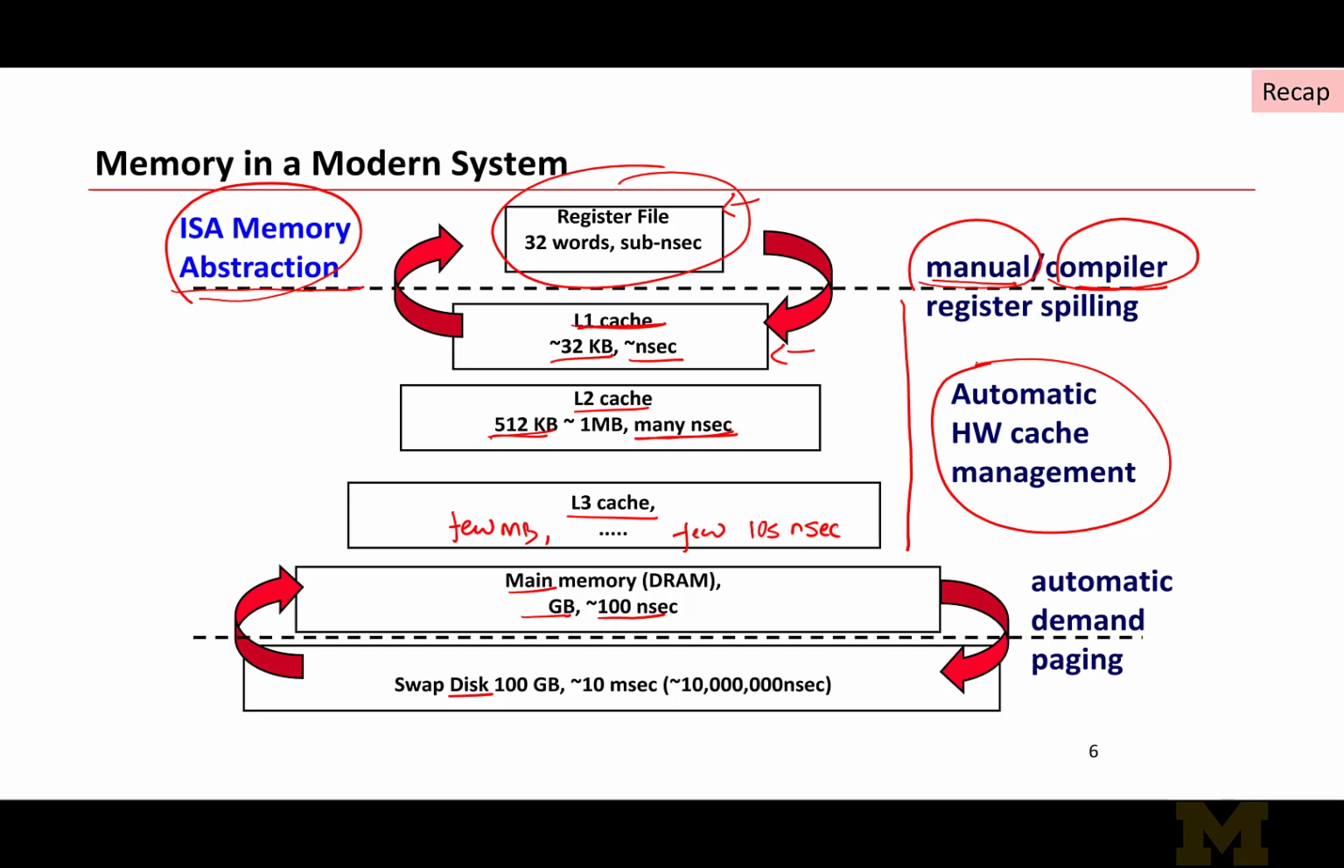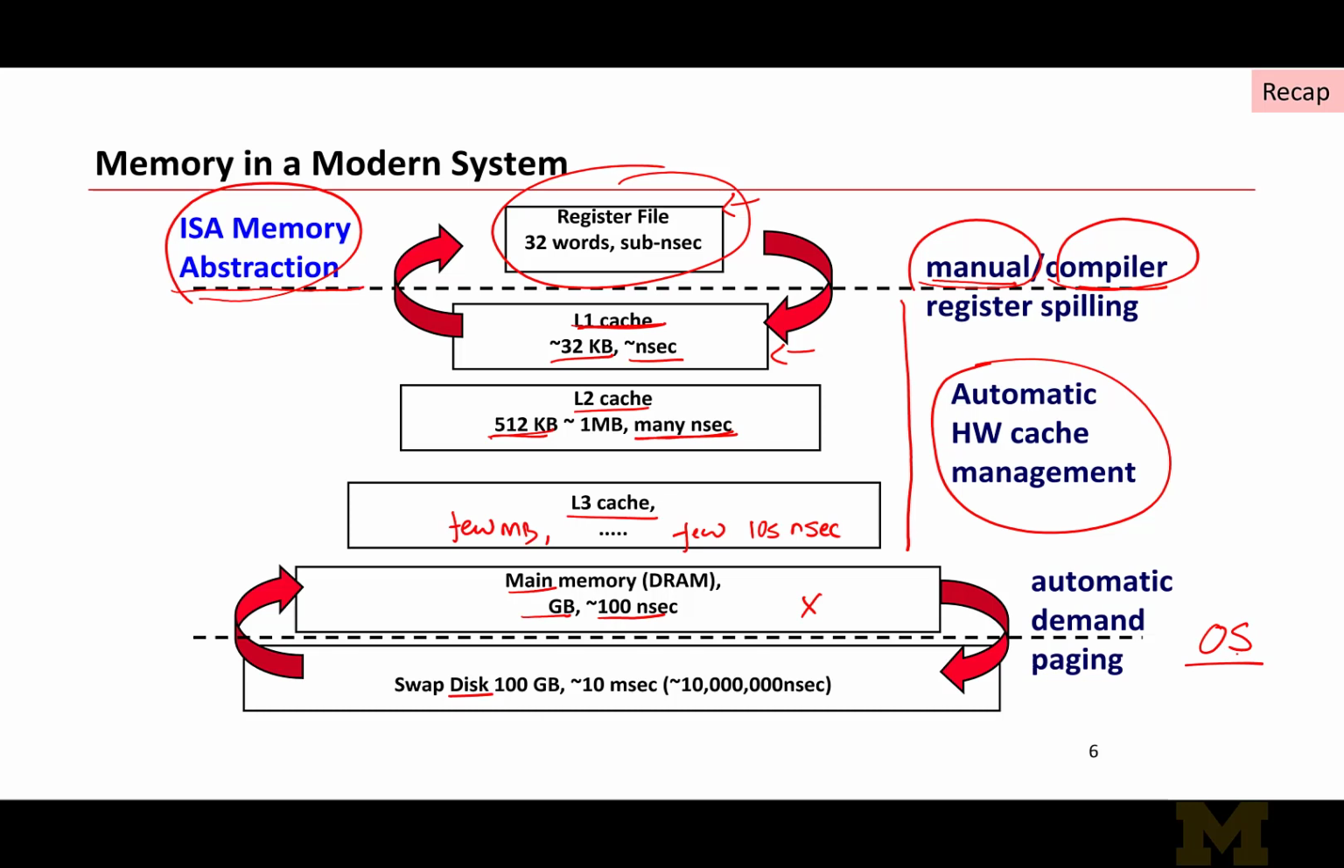Now if you look at main memory and swap disk, main memory sort of acts like a cache for the swap disk, right? Because it stores a subset of the data that you have in the program. Now the decision on what to store in memory, when to replace, what to replace, those decisions are made by the operating system as opposed to the hardware.